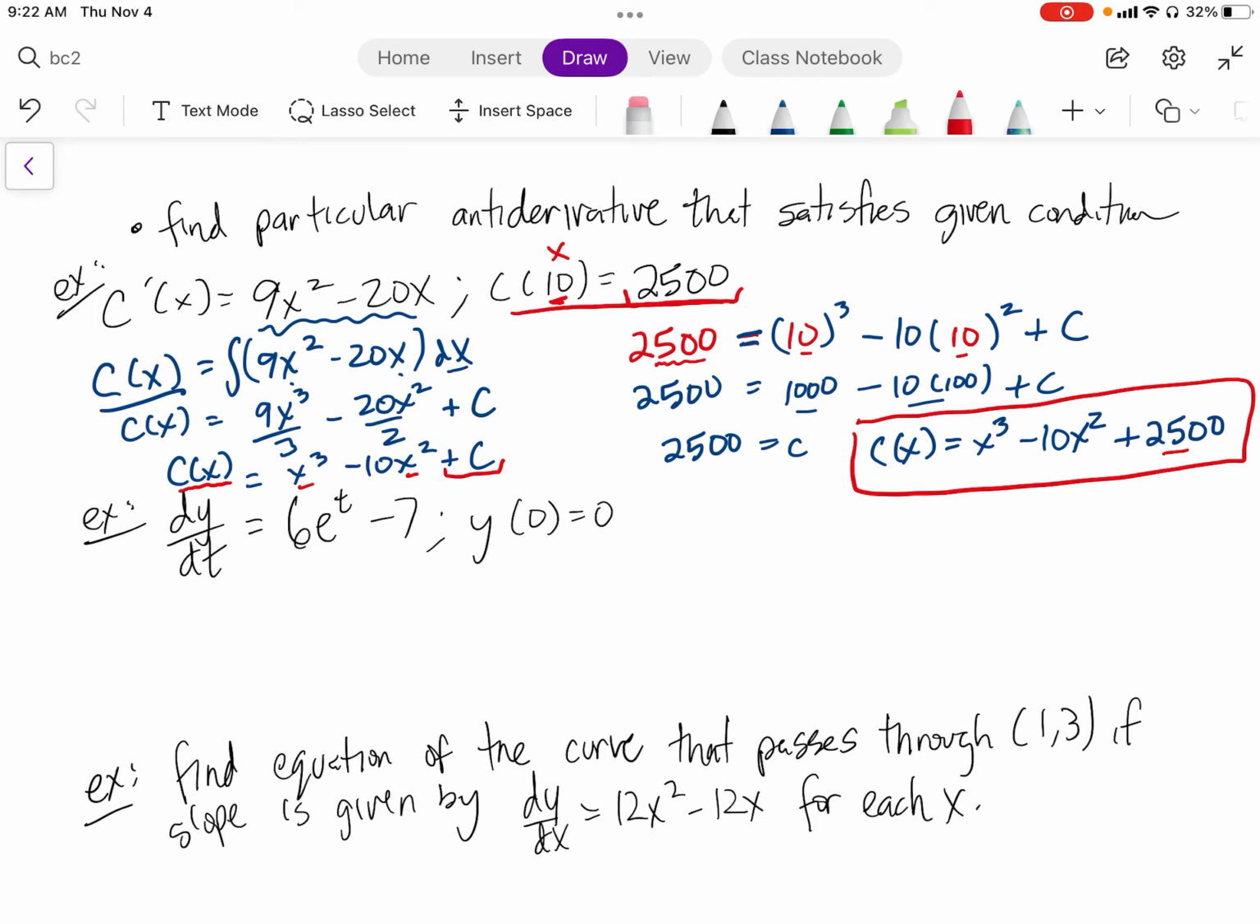Be careful. Don't always just assume that this number here will be this number here. That is not true. This particular problem just happened to be that same value. Okay, it can happen. All right, let's move on to this next one.